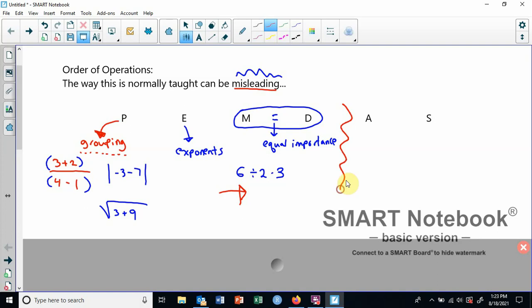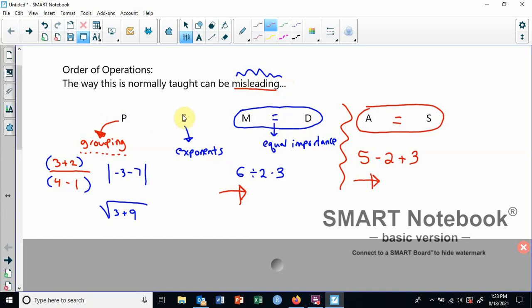And the same thing holds for addition and subtraction. These are also of equal importance or equal power. So if I have 5 minus 2 plus 3, I'm going to do these as I see them from left to right. Now when I mix adding, subtracting, multiplying, and dividing together, make sure you do your multiplications and divisions before you do your additions and subtractions. And we're going to do things as we see them left to right with this order in mind. We'll do some examples later in the lesson, but this is why it can be quite misleading.